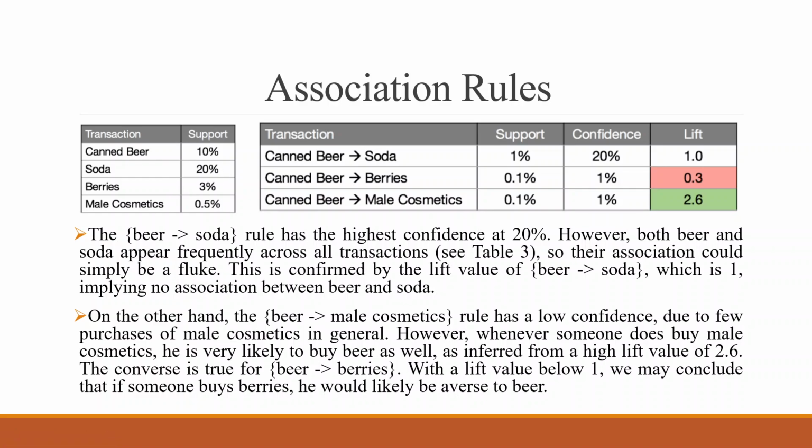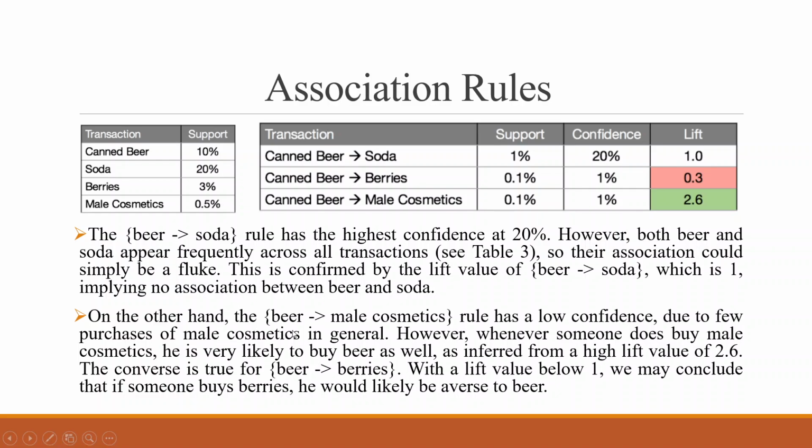Now how to interpret this? The beer to soda rule has the highest confidence at 20%, you can see. However, both beer and soda appear frequently across all transactions. So their association could simply be a fluke. Why is it a fluke? Because the lift is 1. It means that there was no association between canned beer and soda. If the confidence increases, it is necessary that the lift should also increase.